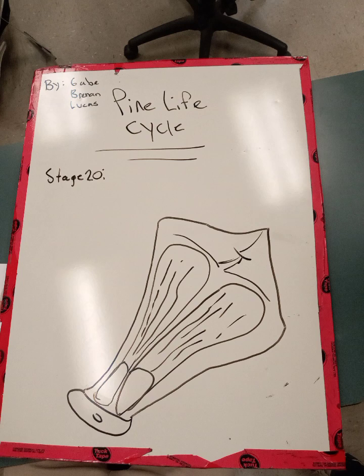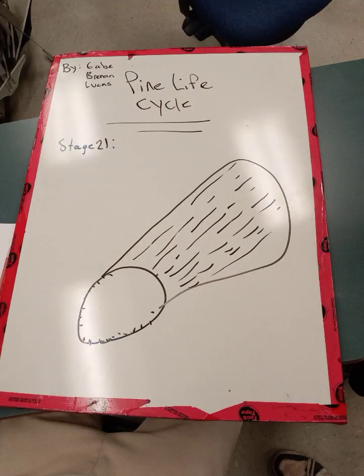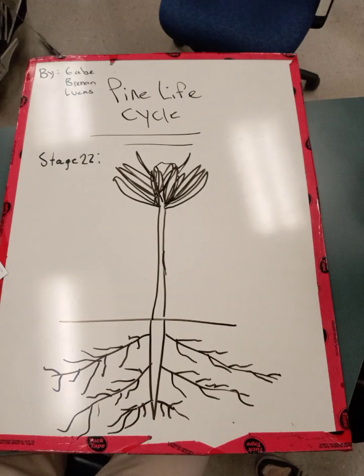Stage 20. When a fully mature cone opens to release the seeds, if both ovules were pollinated, there will be 2 seeds formed on each scale. Stage 21. Attached to each seed coat is a papery wing, which enables the seed to be carried away from the parent tree by the wind. Stage 22. Upon germination, a seed gives rise to a seedling with roots, stem, and cotyledons.